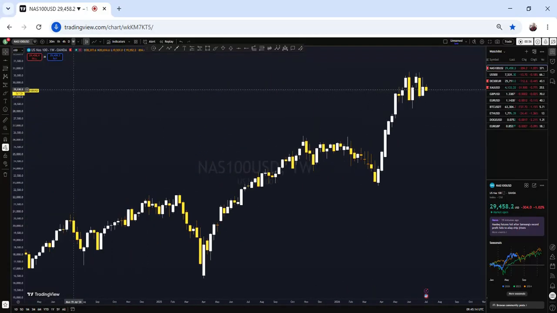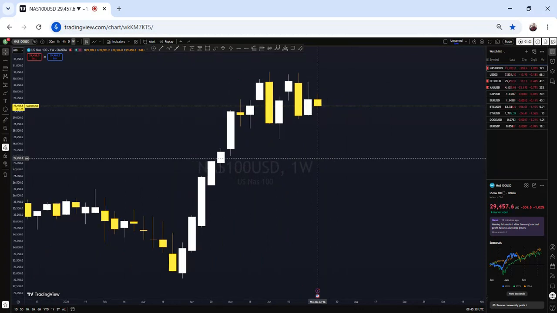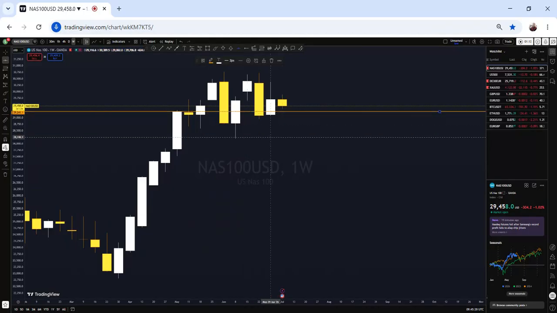So this is what I look for when I come to the chart, using the old price action strategy, which still works and is still effective. If you want to use SMC, you're free. If you want to use price action strategy, you're still free. So I'm on the weekly time frame now. I'm going to select the support and resistances.